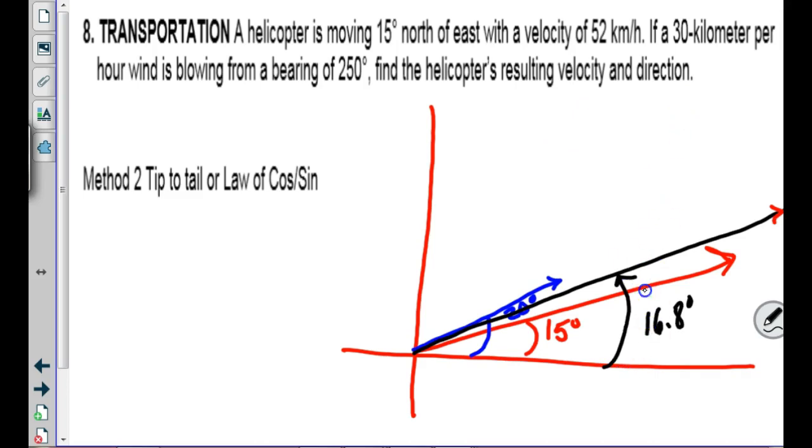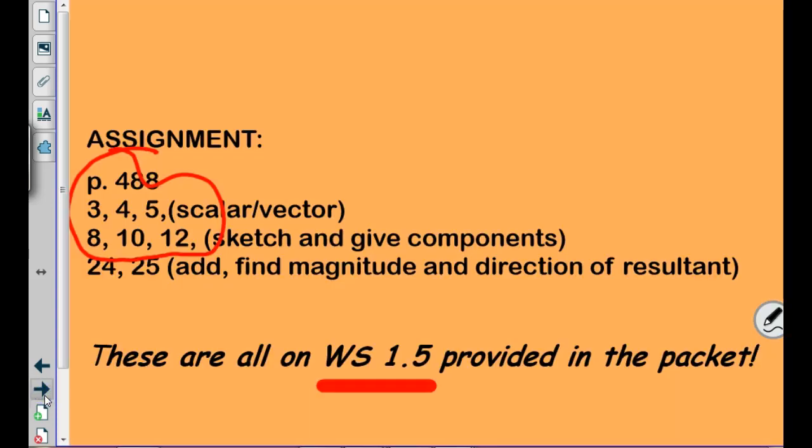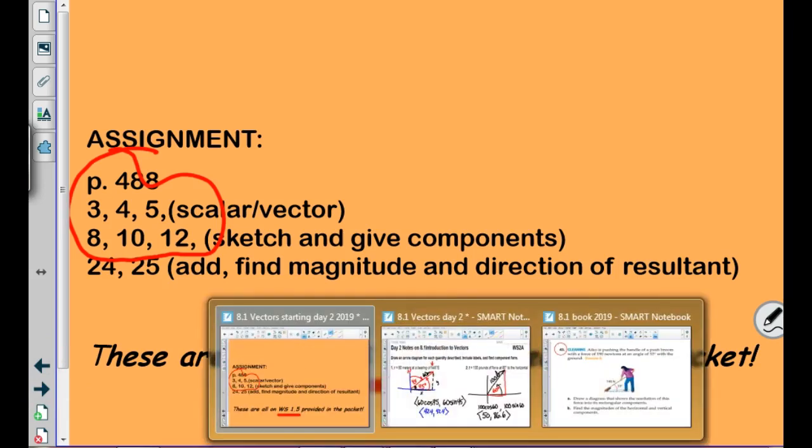So if we wanted to just say that, what is that measuring off of, that 16.8? Yeah, or we could say north of east. If we wanted a compass bearing, we'd have to go this way. So 90 minus 16.8 is 73.2. I will be very clear on the quiz what you're measuring off of, okay? And I drew the pictures for you to help you. All right, so that's the idea of adding two vectors.